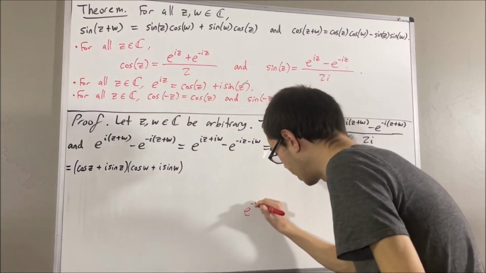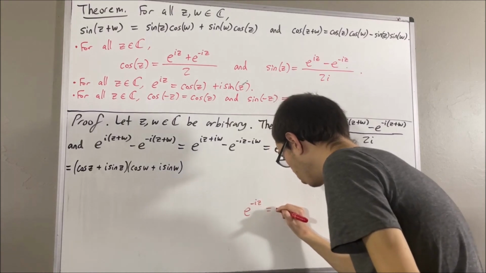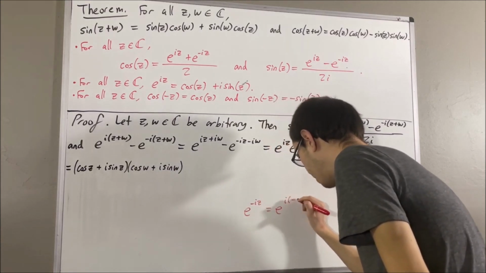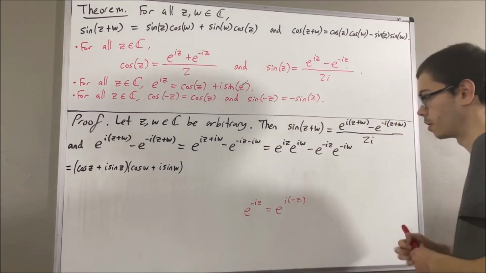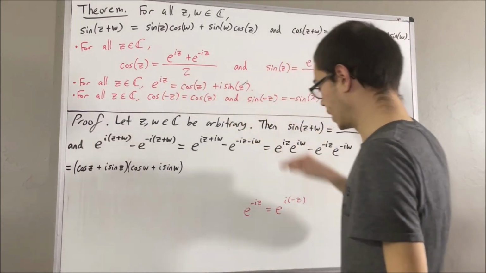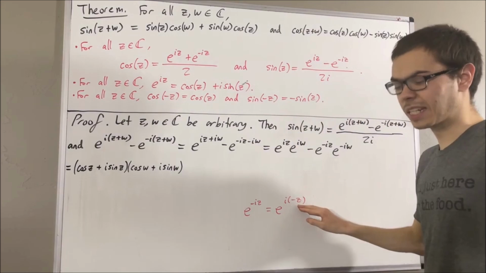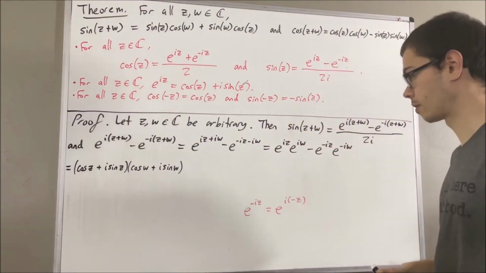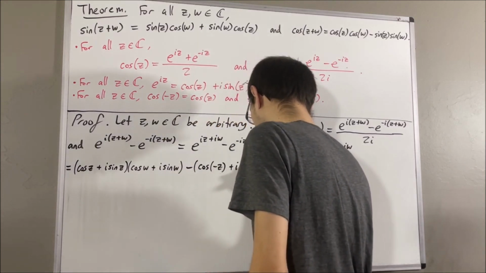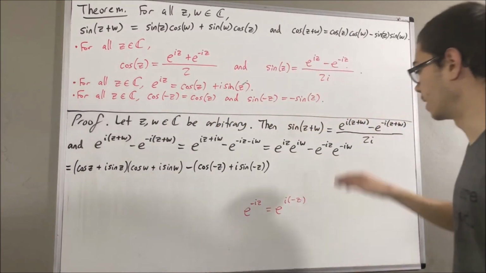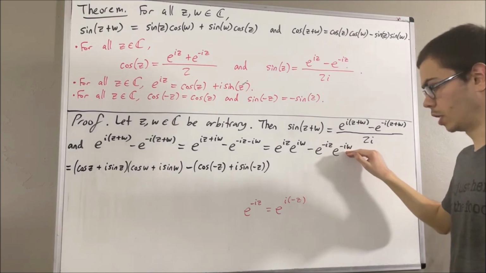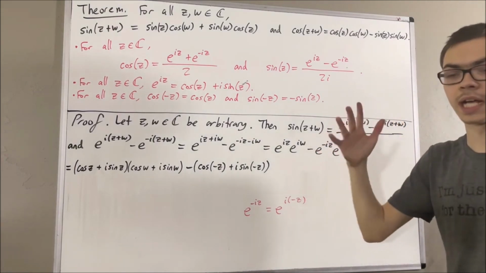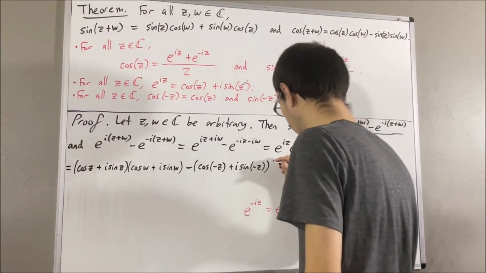And actually, we can also apply Euler's formula to e to the negative iz and e to the negative iw. Because we know that e to the negative iz is equal to e to the i times negative z. So then, by Euler's formula, e to the i times negative z is equal to cosine of negative z plus i sine of negative z. And similarly, e to the negative iw will be equal to cosine of negative w plus i sine of negative w.